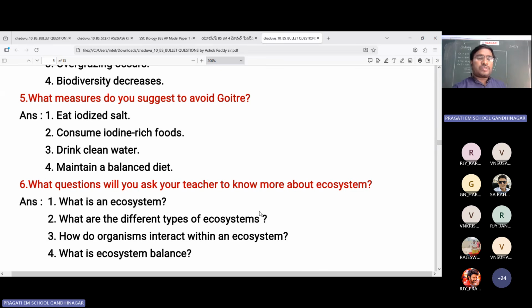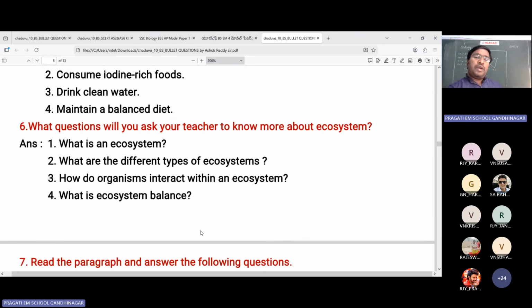And the sixth important question is to prepare a questionnaire. This is also very, very important. Please write relevant questions, children. Don't ask irrelevant questions. Okay? When you are preparing a questionnaire, please write relevant questions only. Look at the question: what questions will you ask your teacher to know more about ecosystem?